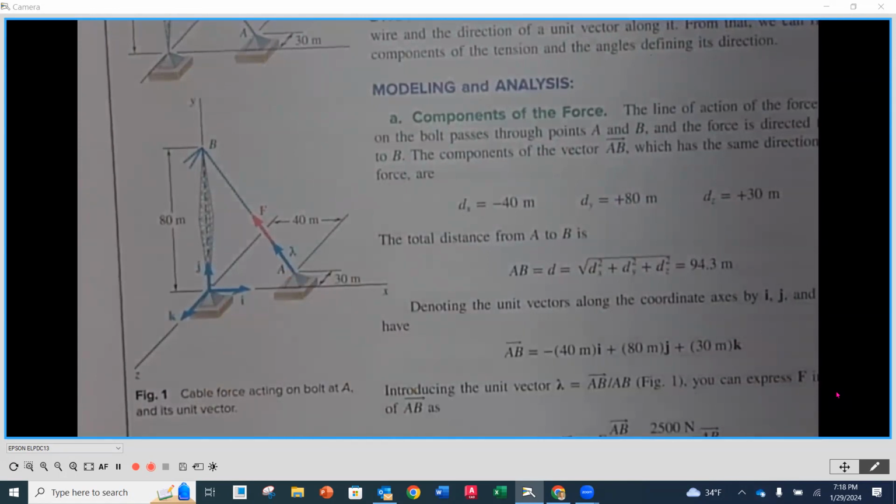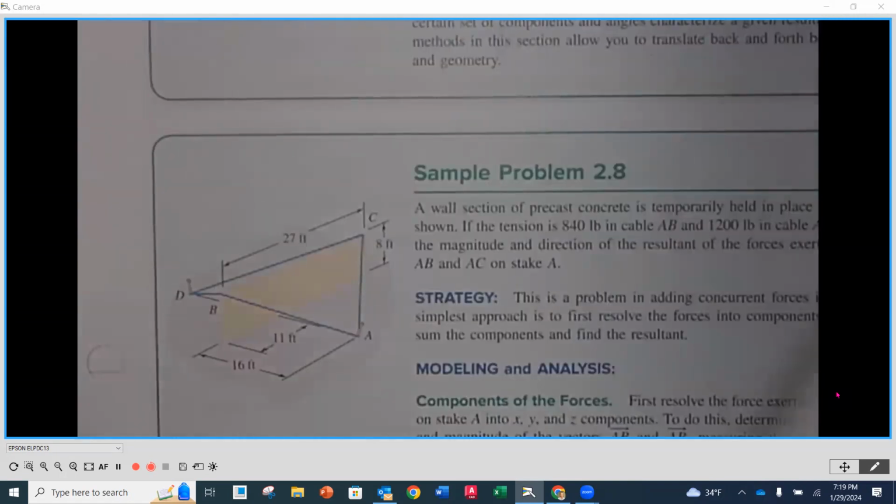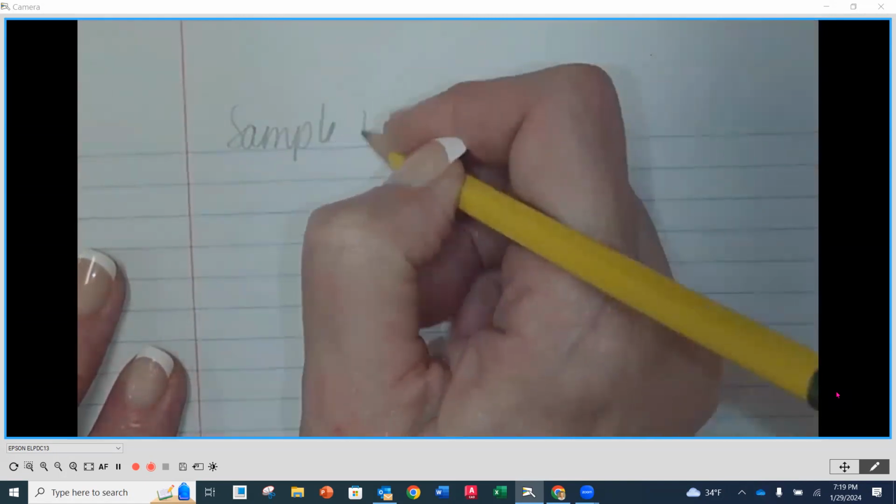Now, looking at it from a couple of different perspectives, looking down from the top, looking from the front, and then from the right side, is going to be helpful to understand why something is positive or negative. So I'm going to take time to draw this out, looking straight down. So we're going to look at sample problem 2.7.